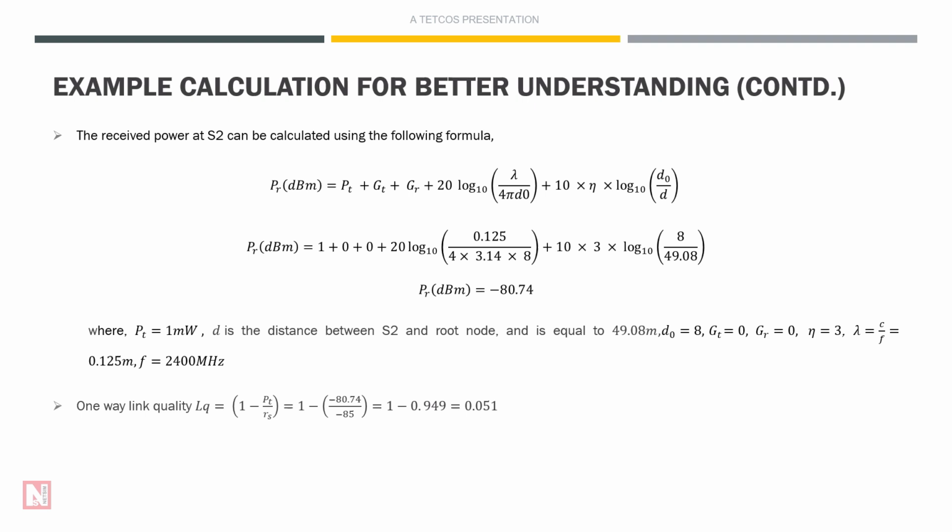Here, the received power is minus 80.74 dBm and the receiver sensitivity is minus 85 dBm. So we divide minus 80.74 by minus 85, which gives about 0.949. Subtract this from 1, and the final one-way link quality is 0.051.